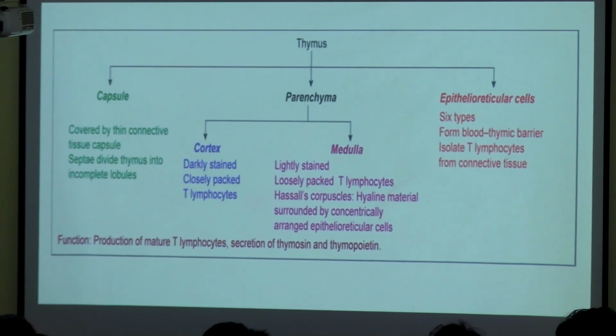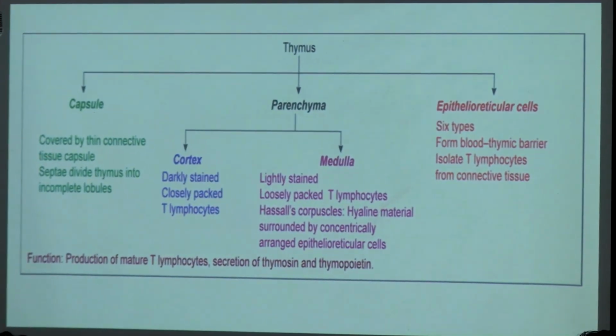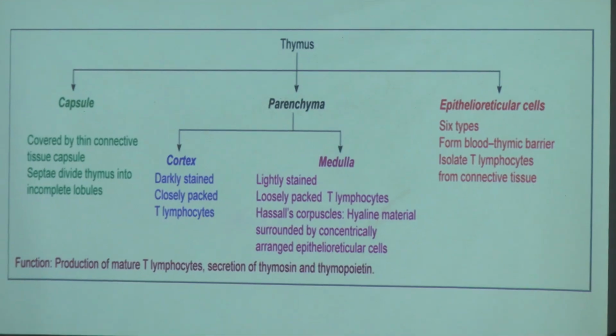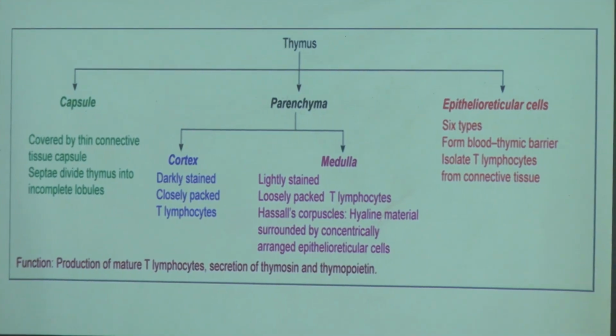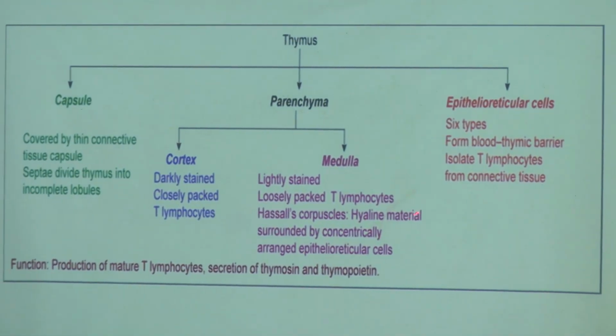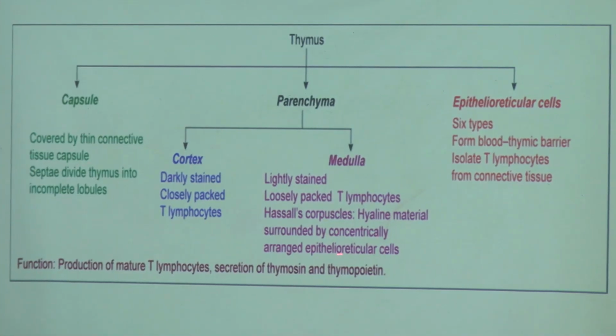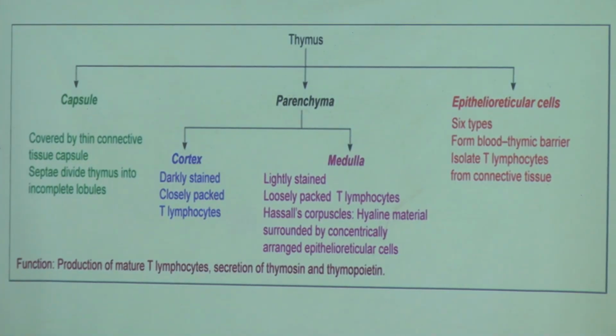In case of thymus, that is called Hassall's corpuscle. That is an important identifying feature of thymus. Now what is this? It is a hyaline material surrounded concentrically by type 6 epithelio-reticular cells. I have mentioned that 6 different types of epithelio-reticular cells are present. So a hyaline mass is there. That means you will see a dark pink colored structure surrounded by a group of cells, called epithelio-reticular cells, which are present concentrically.